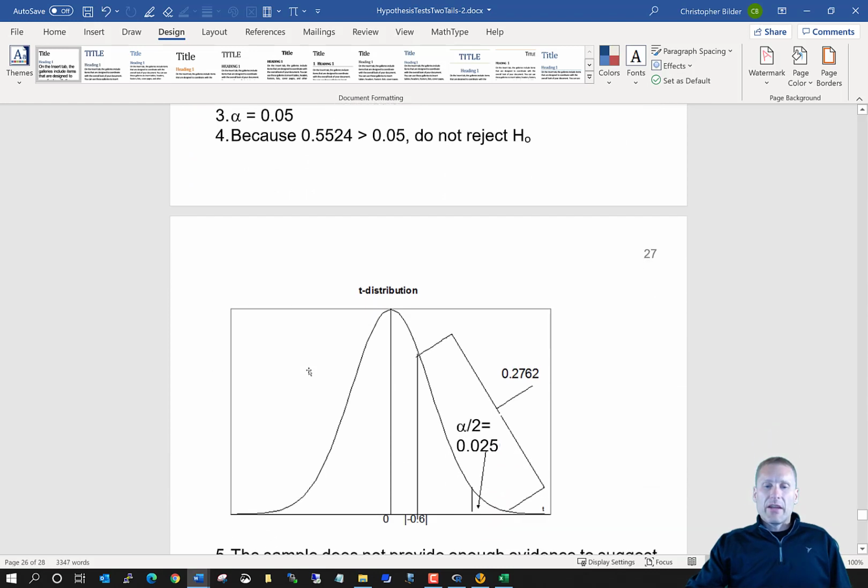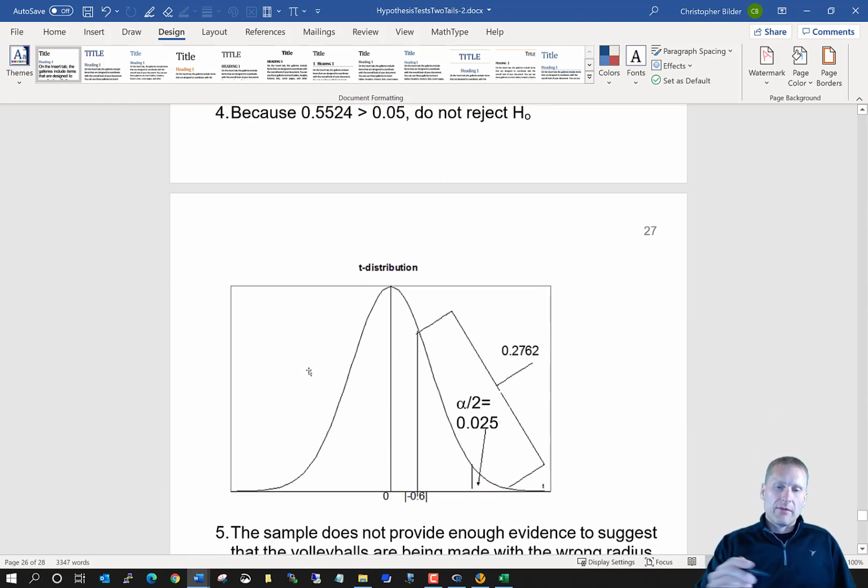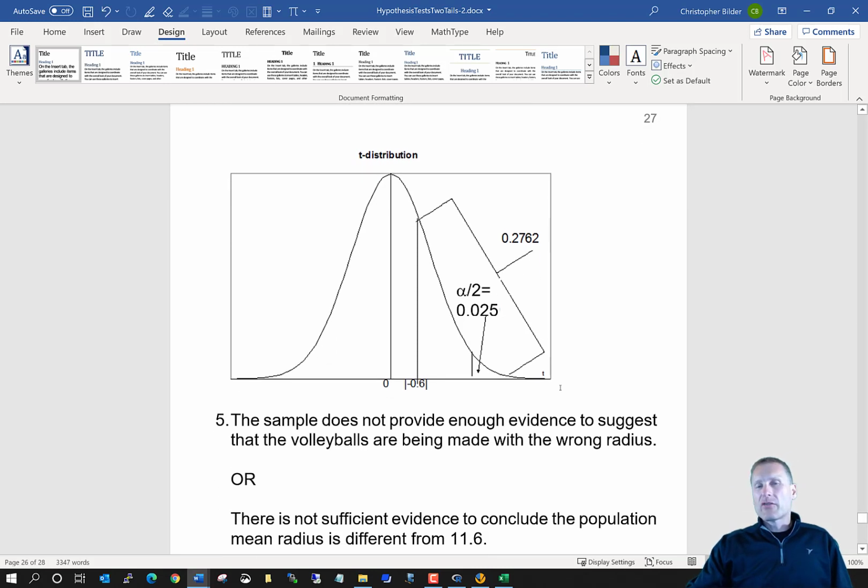So step 3, state your alpha. Step 4, p-value greater than alpha, therefore do not reject H0. And so here's an actual diagram of this. And this diagram actually corresponds to what I was demonstrating towards the beginning of this p-value section.